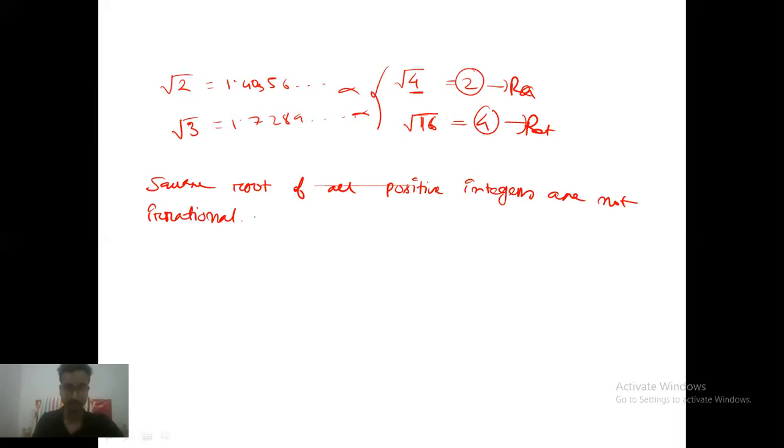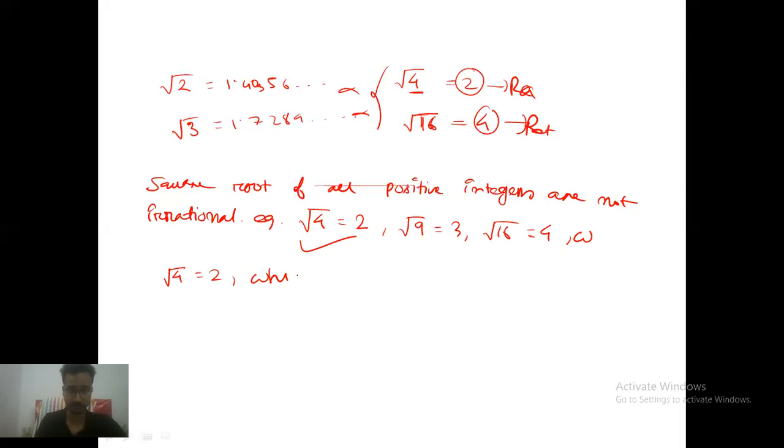For example, root over 4 equal to 2, or root over 9 equal to 3, or you can give root over 16 equal to 4. You can give any example, anyone, okay? You are given only one example, so you can write only one. So for example, root over 4 equal to 2, which is a rational number. Yes or no? So write down the answer will be this one.